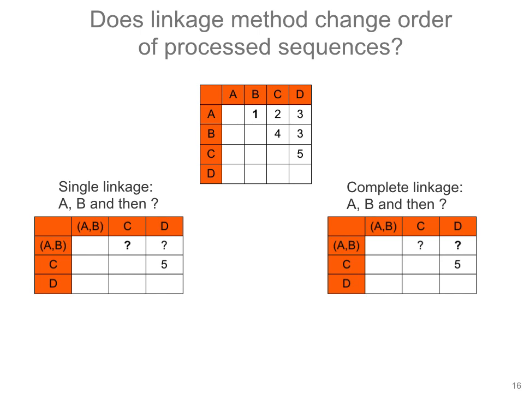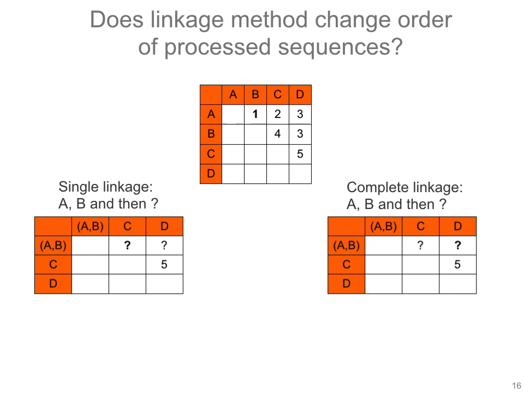So let's consider this example. We have A at a distance of 1 to B, so A and B have the lowest value and they get clearly linked to each other. And now the question is, what does single linkage determine A and B to be like in comparison to C and D? Single linkage is taking the minimum. So for C, that's the minimum out of 2 and 4, so that is 2. And for D, that will be the minimum out of 3 and 5, and that is 3.